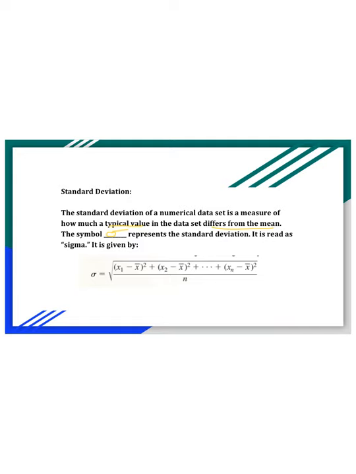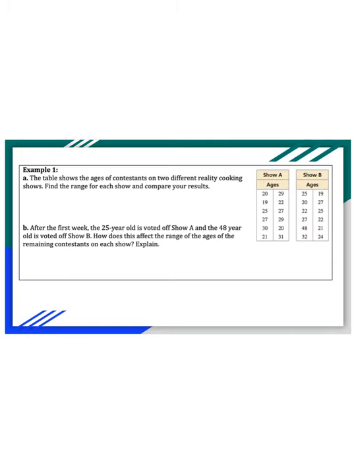Now, the reason why we go all the way to xn is to make sure that we include all of the data values in our data set. Then we divide by n, which is the total number of things within your data set. And last but not least, we take the square root. Let's go ahead and check this out.